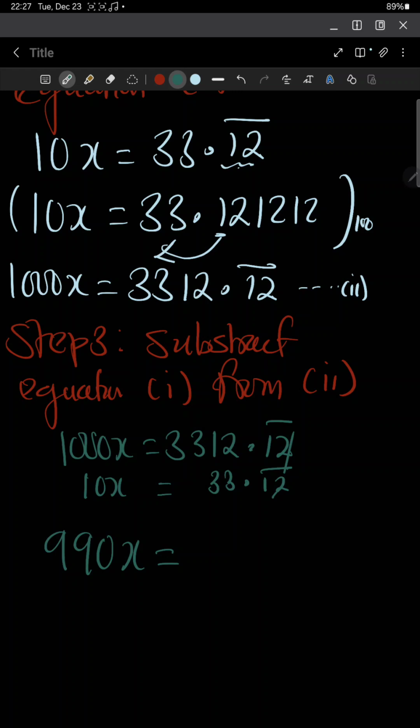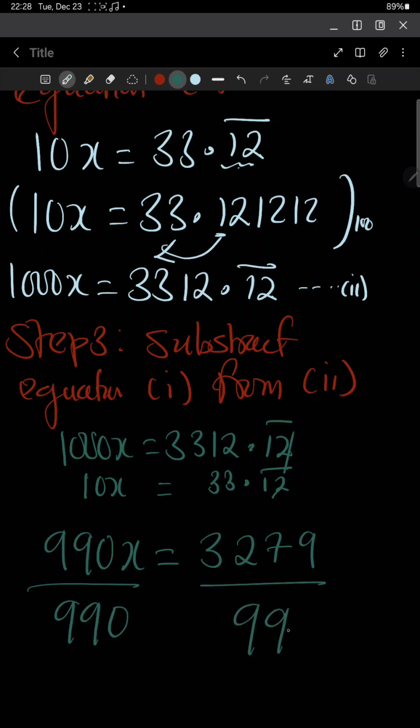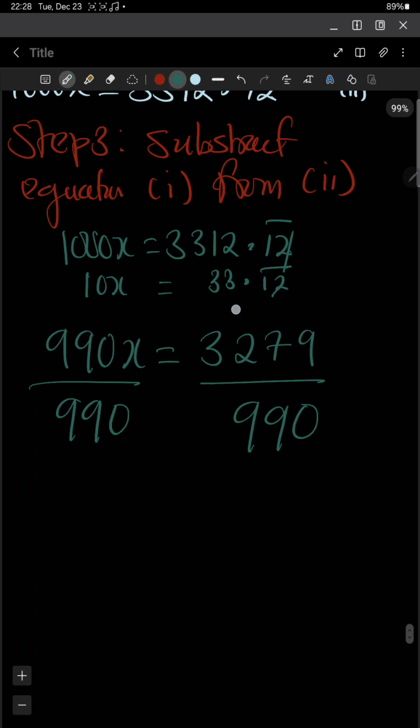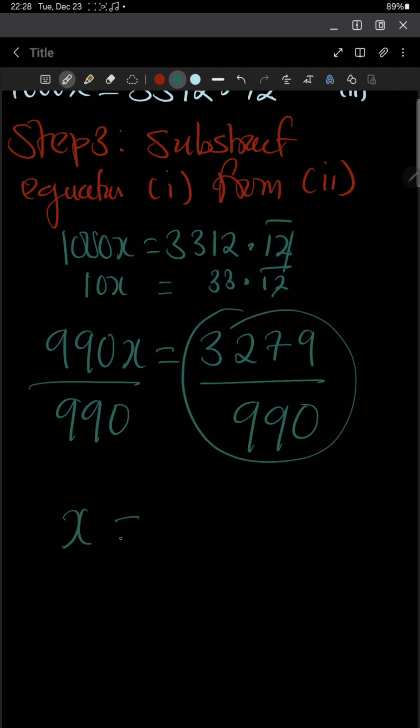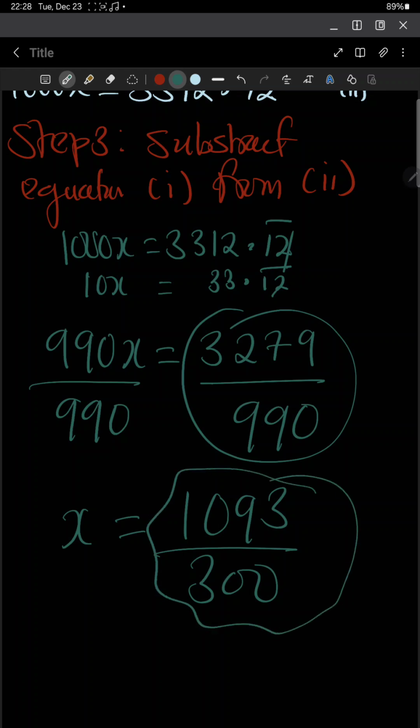after that we need to subtract. So if you subtract, this is 3312 minus 33, it is giving us 3279. You divide by 990, even here by 990. So if we simplify, our answer is x is equal to 1093 divided by 330. If you observe, this is a rational number, meaning that it can be expressed in the form of a over b.